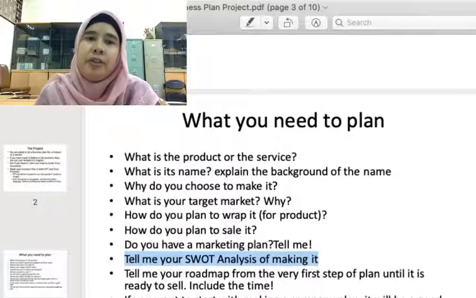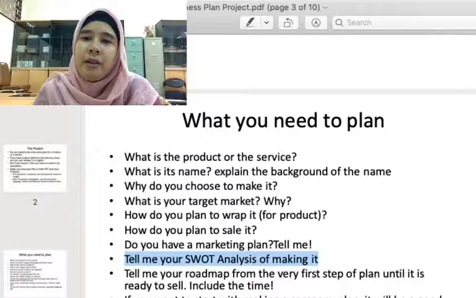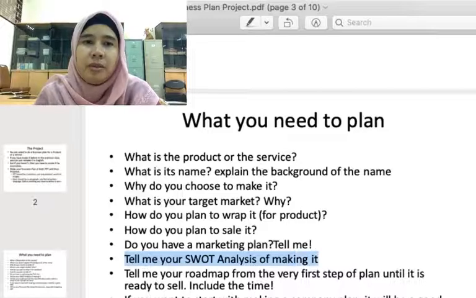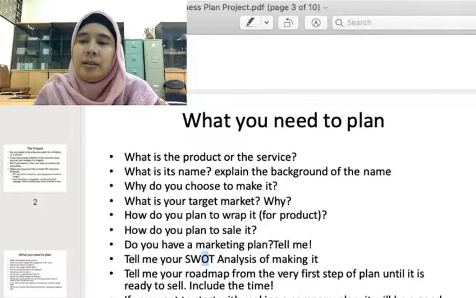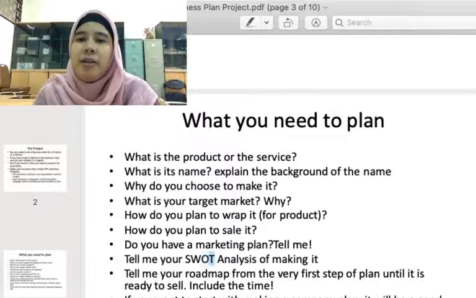S-nya apa, W-nya apa, O-nya apa, C-nya apa. Tell me your roadmap. Let's go back to your SWOT analysis. Jadi jangan lupa kasih solutionnya ya for the SWOT analysis ya. Kalau especially for the threat, threat, opportunity, especially for the threat-nya.